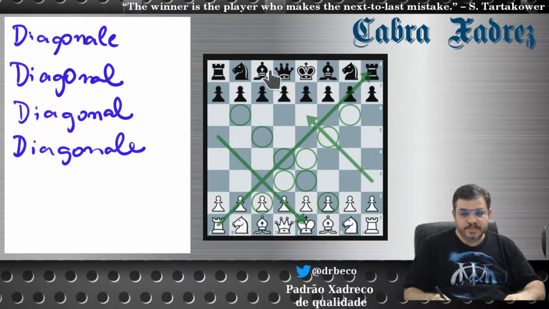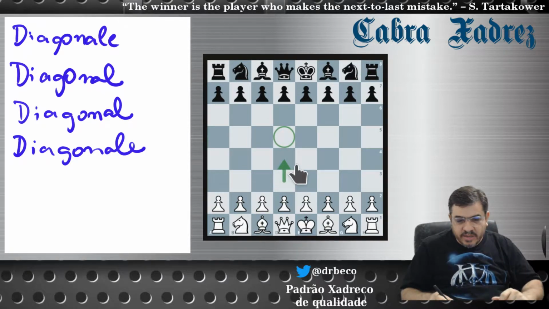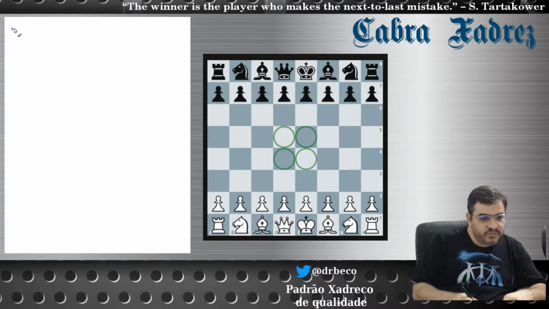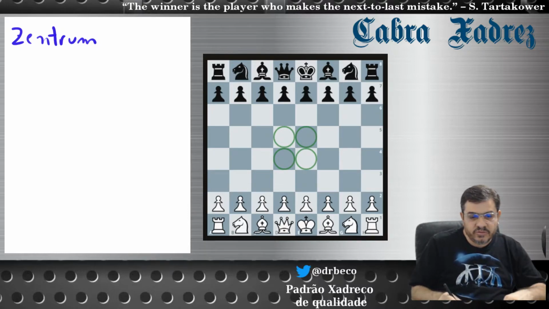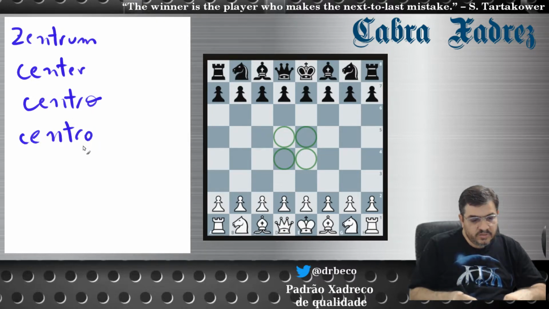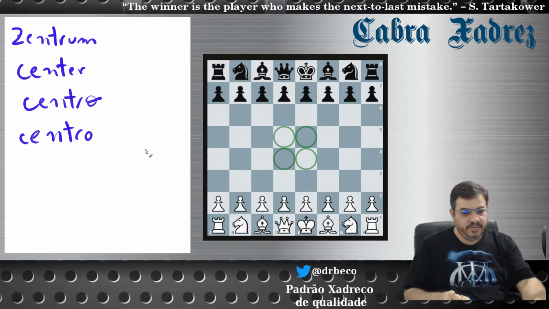Great. Moving on. These four squares here, they have a special name. They are the Zentrum, or the center. They are very important. You must control them more than your enemy. And also in Portuguese, centro, and in Italian, centro. You write the same way. Great.